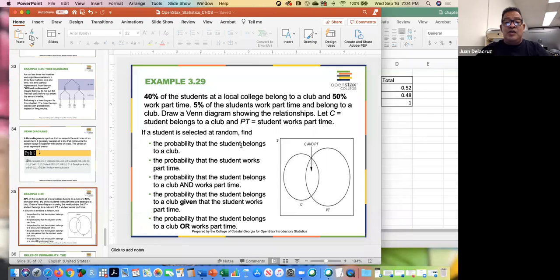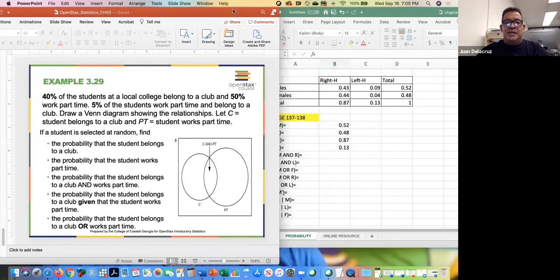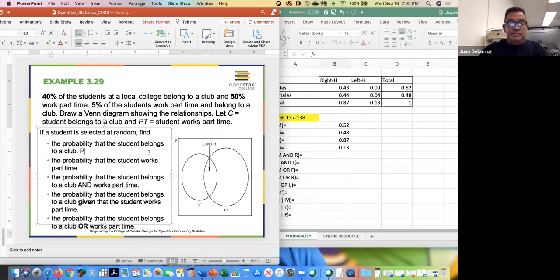Draw a Venn diagram showing the relationship, where C is students who belong to a club and PT is students who work part-time. Let me ask a question, and I think the answer would be very, very easy to find. What is the probability of the students belonging to a club? Anybody?